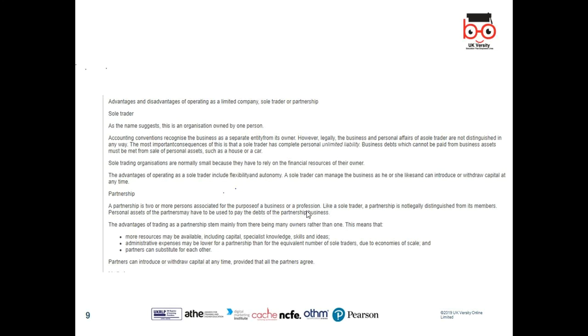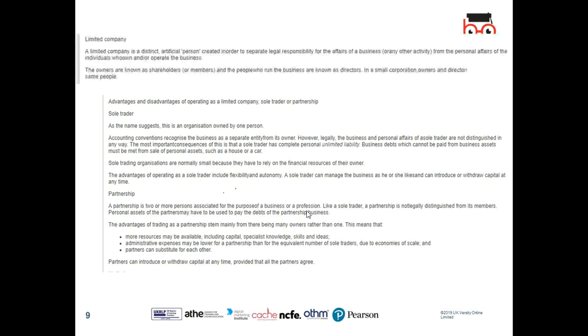The disadvantage is that sometimes there can be conflict between partners, and that creates a problem for the business. Sometimes a partner can retire and withdraw the money from the business, and ultimately that leads to the closure of the business. So that's the drawback of the partnership as well.